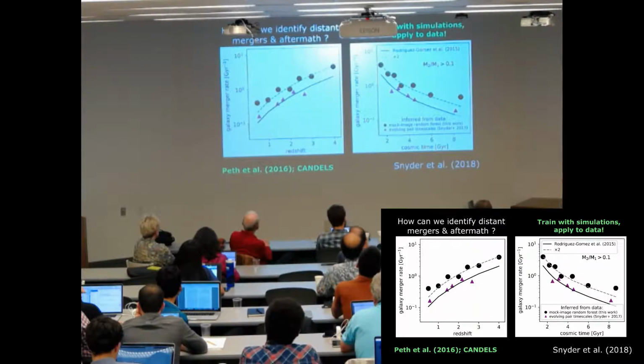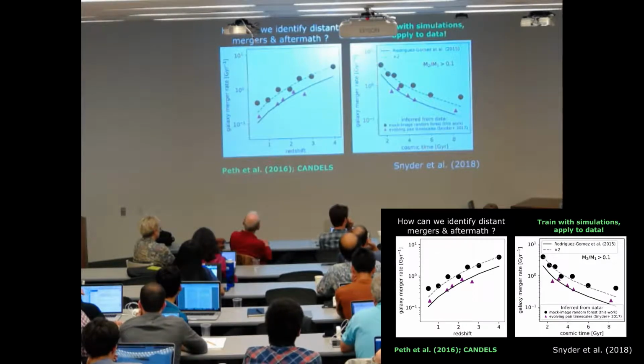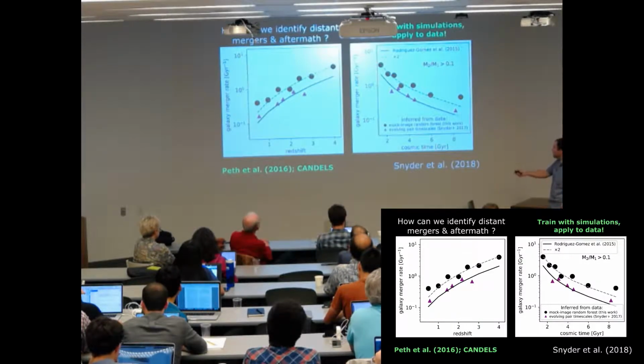This is showing the galaxy merger rate as a function of redshift and as a function of cosmic time. The purple triangles are from the pair timescales analysis that I mentioned earlier in the talk. And the solid curve is the theoretical expectation for galaxies of this mass from Vicente Rodriguez-Gomez et al. in 2015. And so what we find from the late stage mergers using the morphologically selected mergers is that we have the same trend. We're rising rapidly to early times at high redshift.